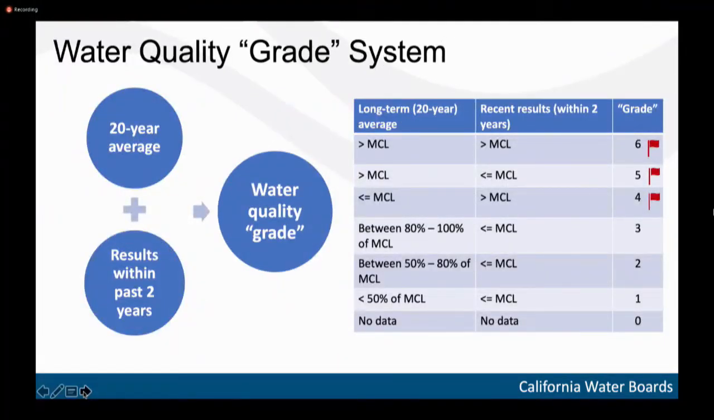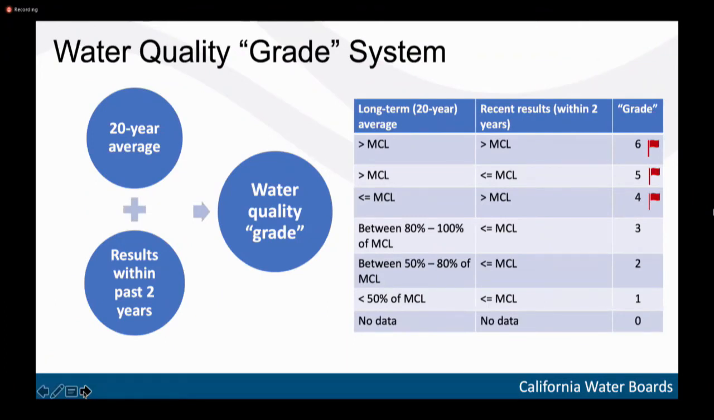One of the final key decisions we made was combining 2 different metrics of water quality analysis into a final grade. We combined both a 20-year average, which was calculated as I just described, with all results in a section within the past 2 years to assign a final water quality grade for sections. Here I should just note that we went through this process for all constituents with a maximum contaminant level, plus hexavalent chromium, which came to about 96 constituents.